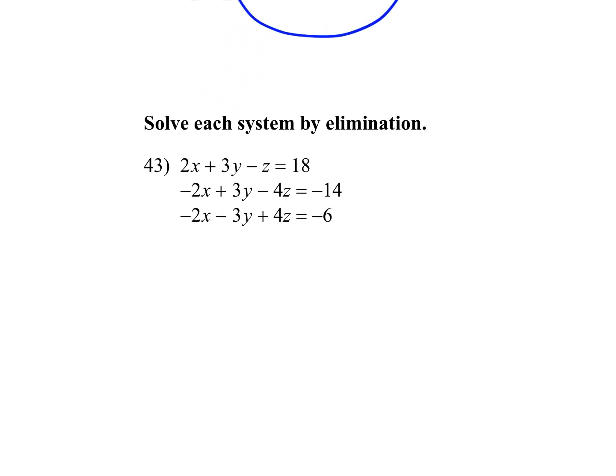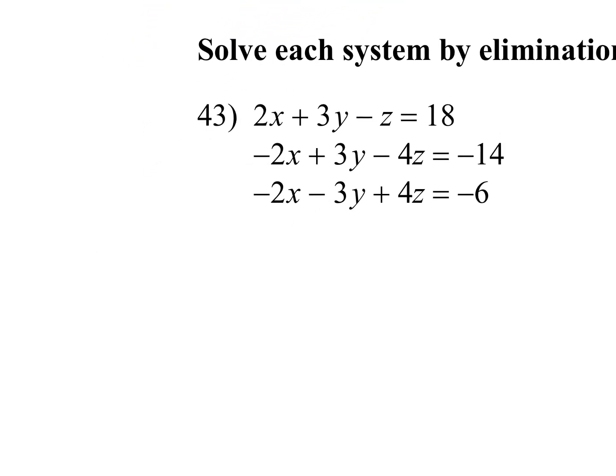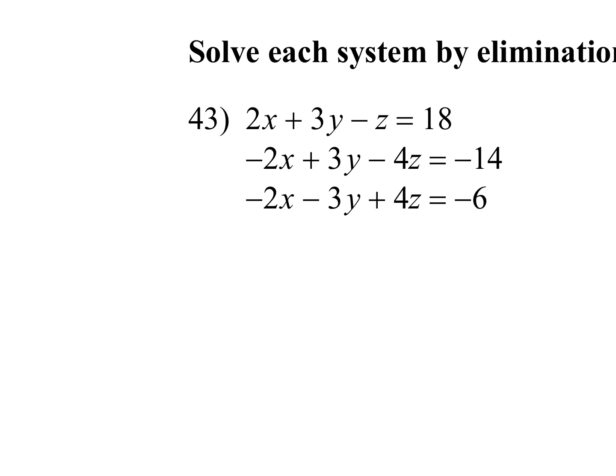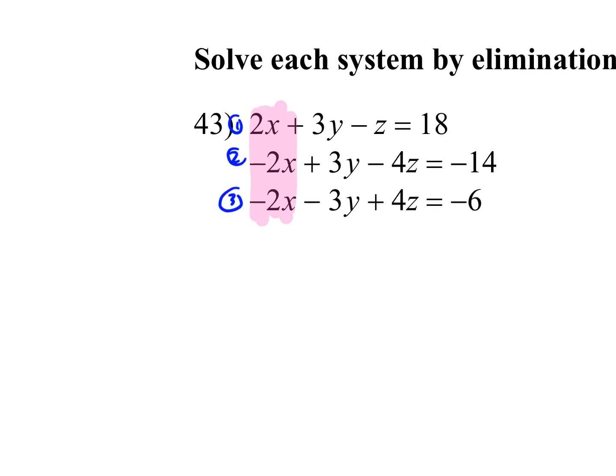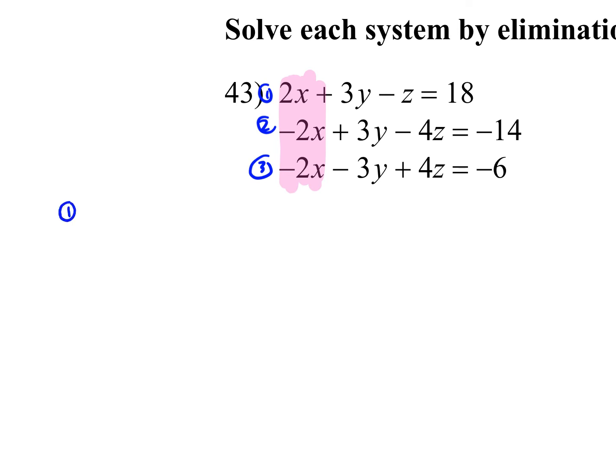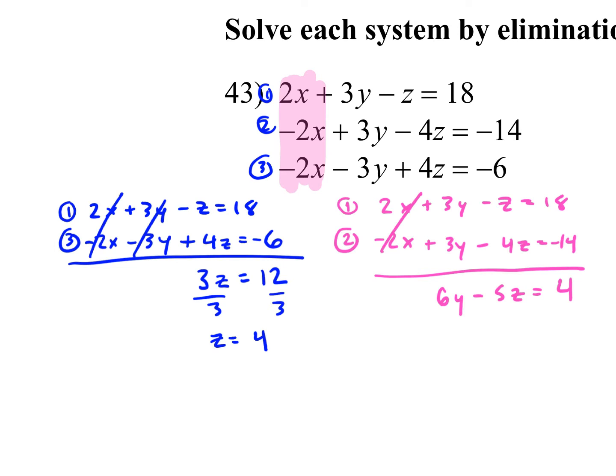All right, 43. We're solving by elimination. So pick a variable that you want to eliminate right away. All right, let's pick x. So we have equation 1, 2, and 3. Which 2 do you want to combine first? 1 and 3, we can do that. So 2x plus 3y minus z is equal to 18. All right, what should I do next?